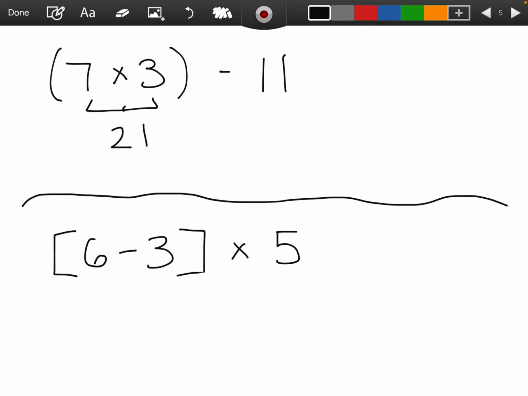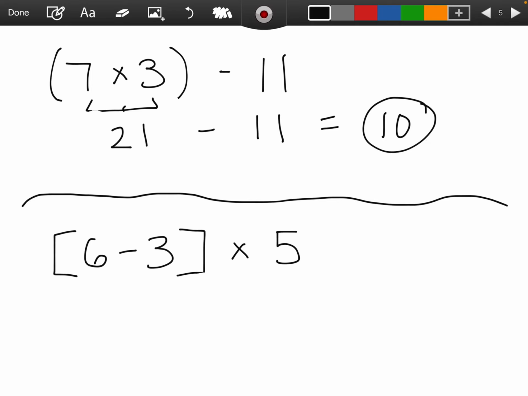And once you simplified everything inside the parentheses, you technically don't really need the parentheses anymore. You could write it, but parentheses are used for groups. But if you only have one thing, one number, there's no need to put parentheses. So I'm just going to take off the parentheses. So 7 times 3, that's simplified to 21. Bring down the rest, and we're left with 21 minus 11, which equals 10. And that would be your answer.